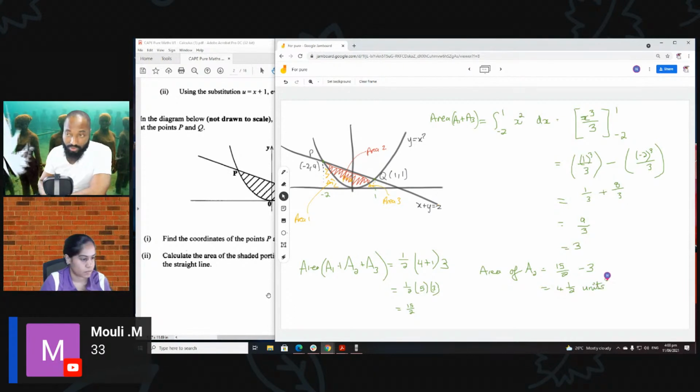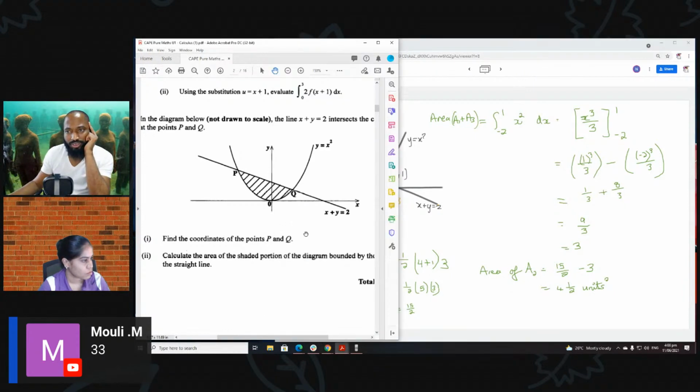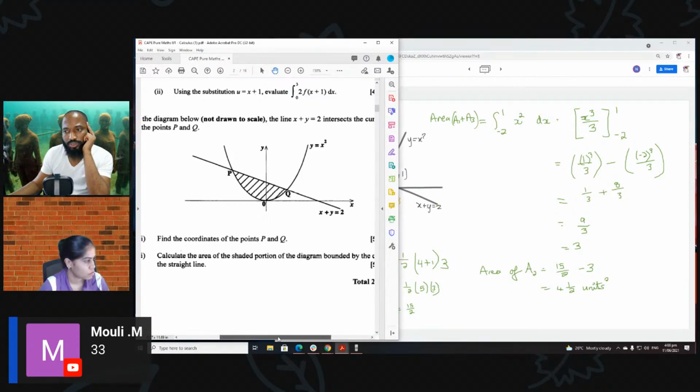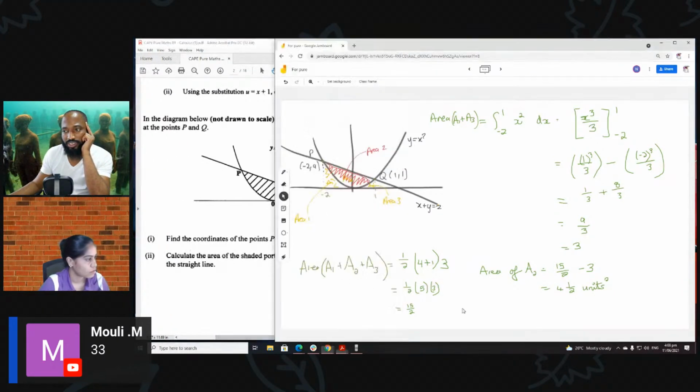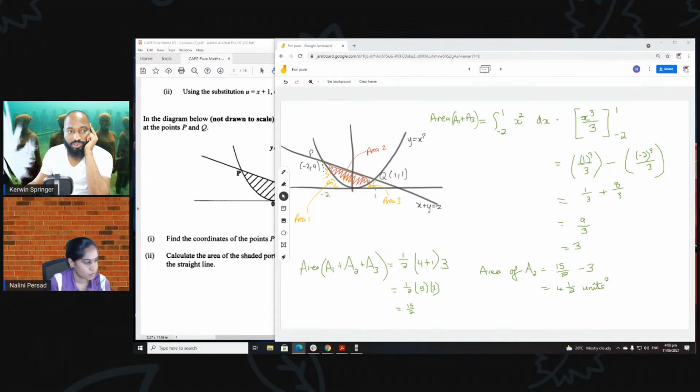Nice. All right, so let me just go back over the walkthrough again. We weren't given units, so we just say unit squared. Were we given units? No, we weren't. So yeah, we'll just say unit squared. Well done, Isabella.